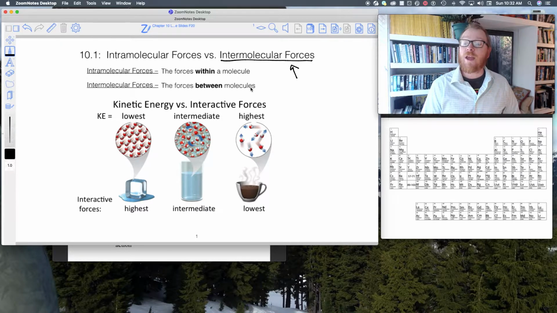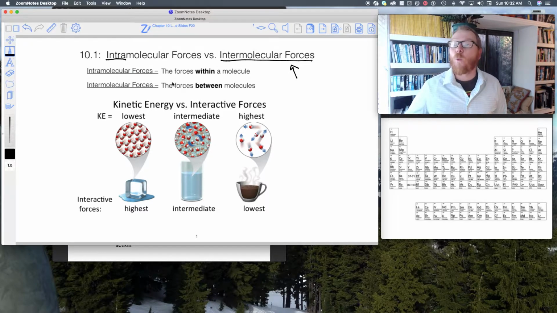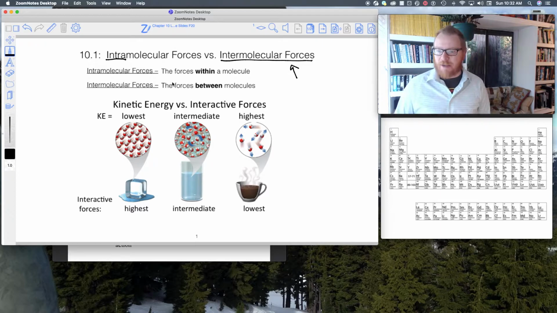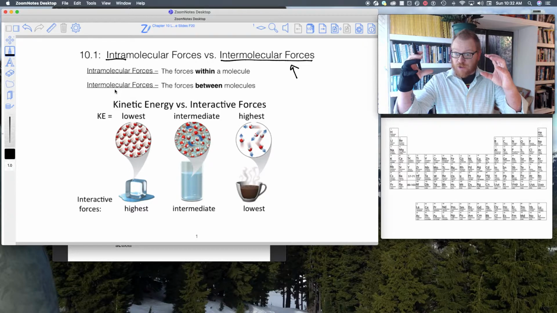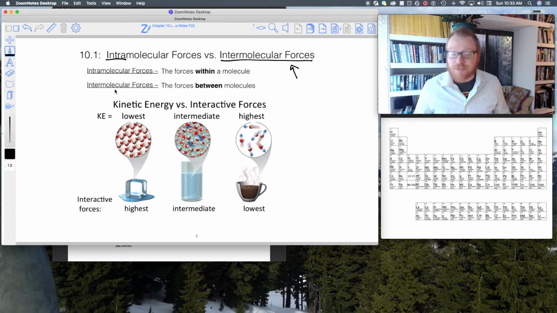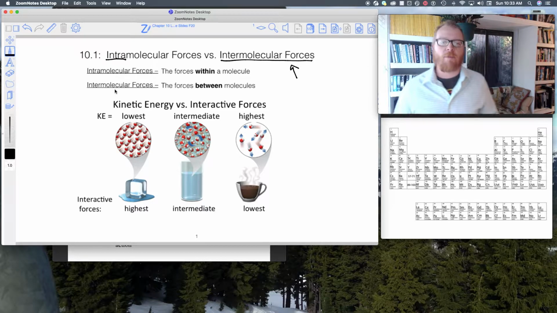What we have done up to now is intramolecular forces. So let's talk about those differences. Intramolecular forces are the forces within a molecule. That's what keeps an electron attracted to a proton, for example. It's also the force that 2 nuclei exert onto each other in a chemical bond. So, forces within a molecule.